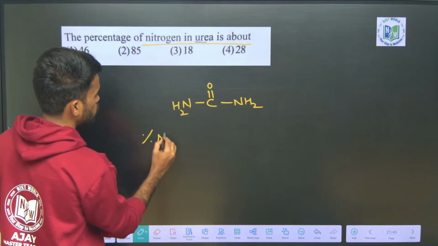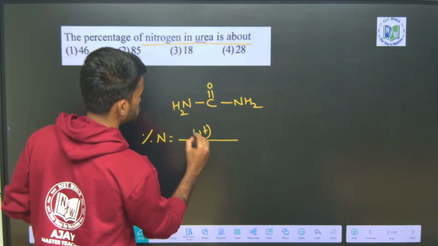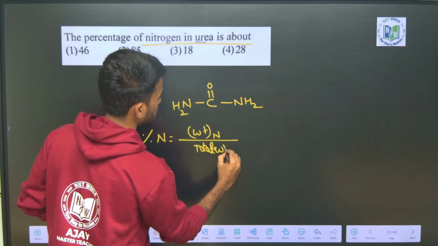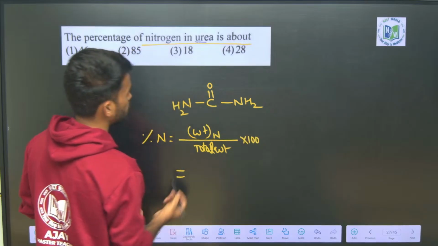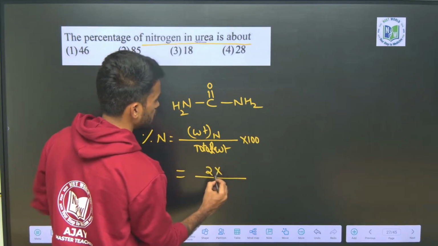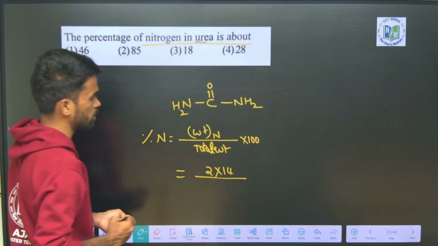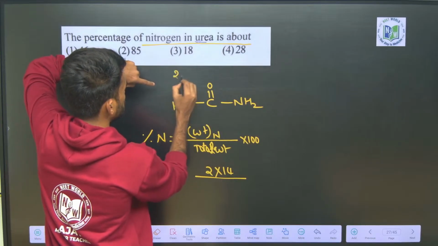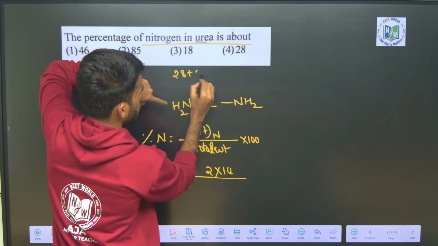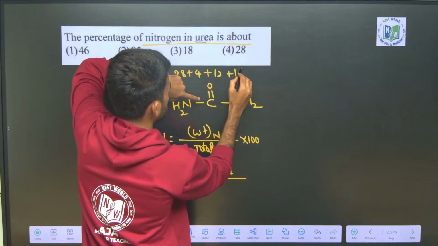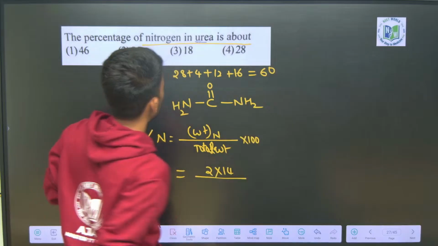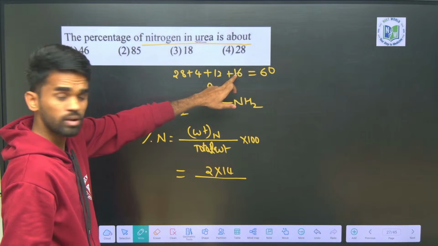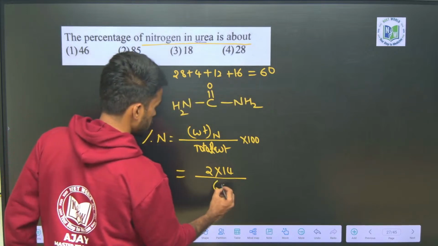Percentage of nitrogen if they ask, take the weight of that nitrogen atom by the total weight into 100. So what is the weight of a nitrogen atom? There are 2 nitrogens, each one will be 14. So you can take 2 into 14, and the total weight of this molecular formula urea will be, see, 28 for 2 nitrogens and 4 hydrogens are there, plus 12 plus 16. So the sum will be equal to 60. Okay, so 28, 30, 40, 20, 60. So you can take 60 into 100.